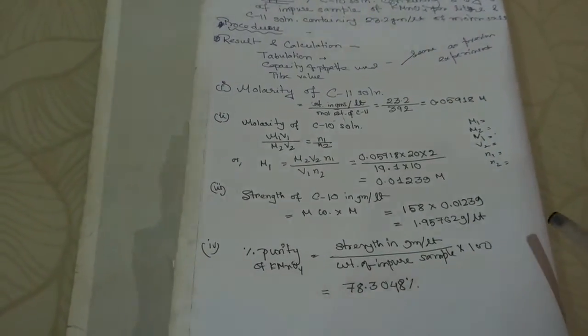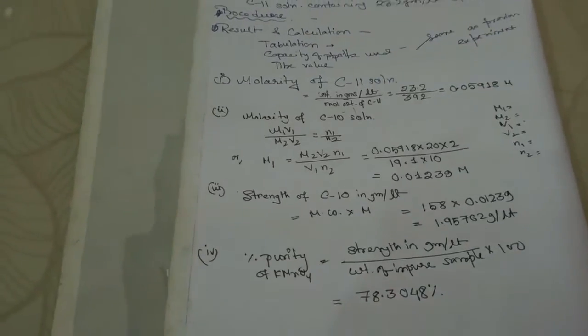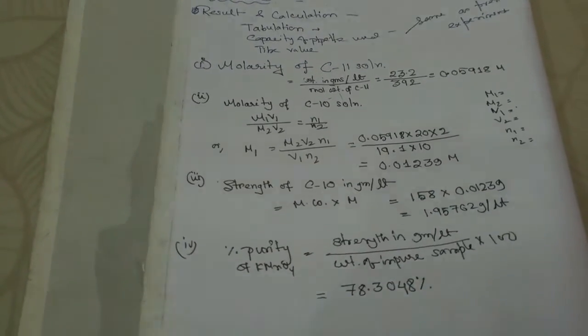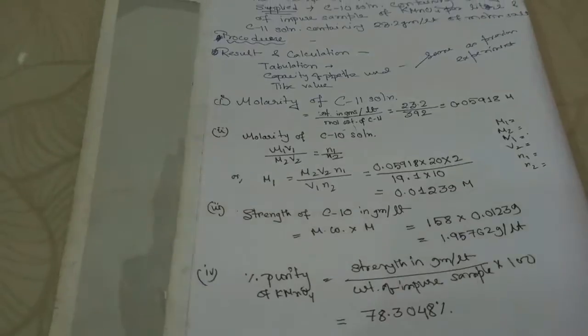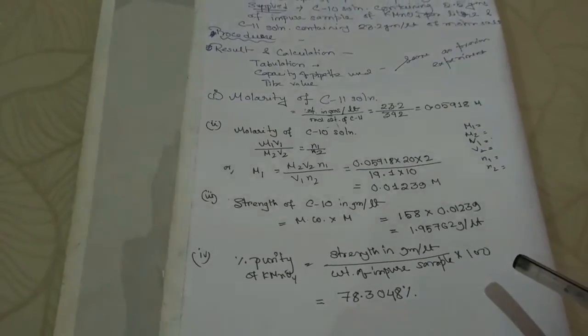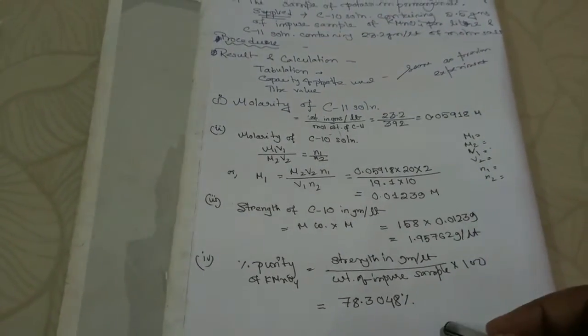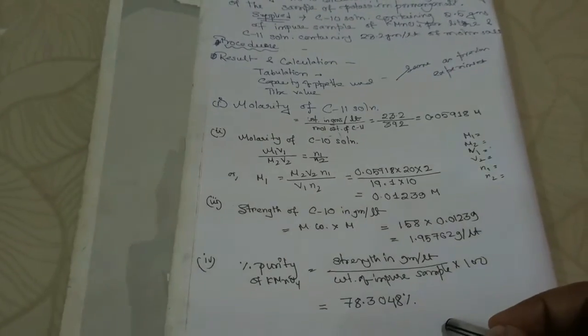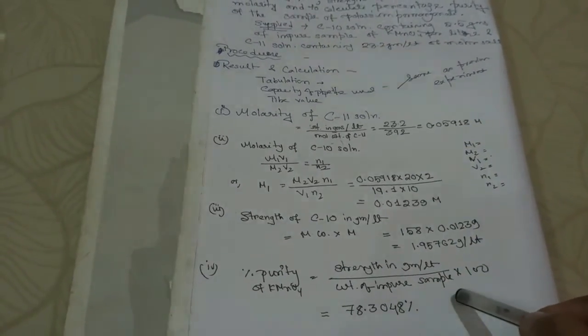So these are the two types of questions that come in the examination. One is about the X calculation, another is the percentage purity of KMnO4. In our next practical class we will focus on another redox titration, that is the KMnO4 and oxalic acid titration.